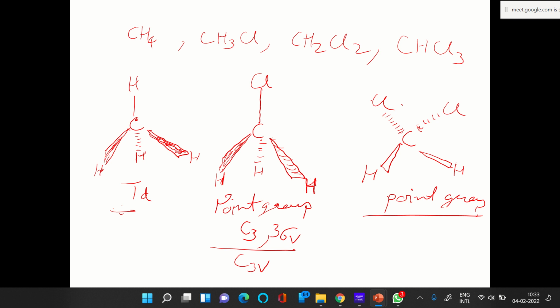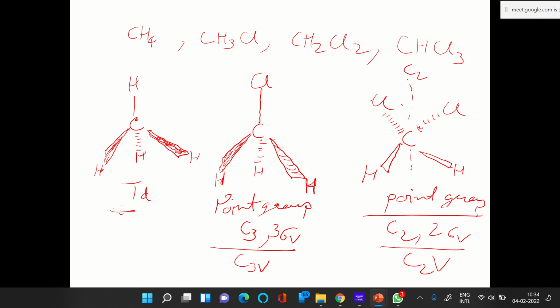So CH2Cl2, if you have visualized it this way, it becomes easier to find that you have a C2 axis here. Now if you do a 180 rotation along this, then you have C2, and containing that you will also have sigma v. So you also have 2 sigma v planes, so it is C2v.